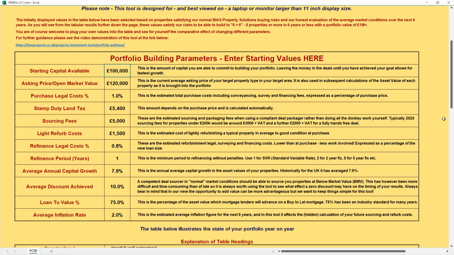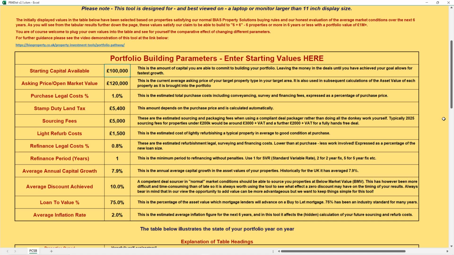In very simple terms, the tool looks at how much money you've got available, how much you need in order to purchase a property. If you've got enough to purchase a property, it will then purchase the property for you. It will work out how much is left. Can you do it again? If not, it'll move on to the next year. Any properties that you have in your portfolio, their value will grow by the average annual capital growth, and the cycle's repeated again. Can we buy another property? If so, it goes through the mechanism of buying the property, and so on and so forth.